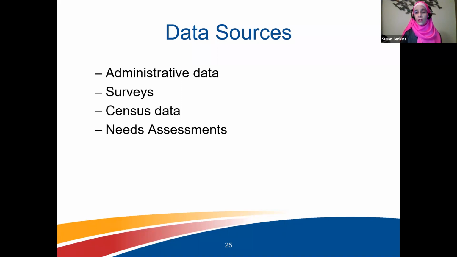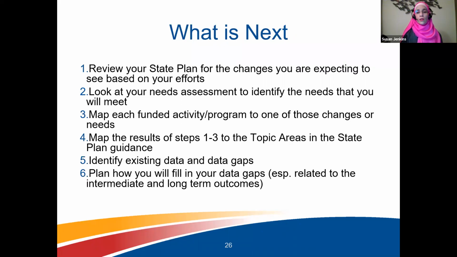So the last slide, or second to last slide, if you can skip to the next slide, is really what is next. So I've presented a lot of different information, and all of you are in different places in terms of working on these types of things with your state plan as you write your state plan. But a couple of ideas, and use what works well for you. If you have methods for doing this that are successful and that are working to really have quantitative outcome data, then those are good approaches. But if you're not sure where to start or how to go about this, one way to do it would be to review your state plan for the changes you're expecting to see based on your efforts.